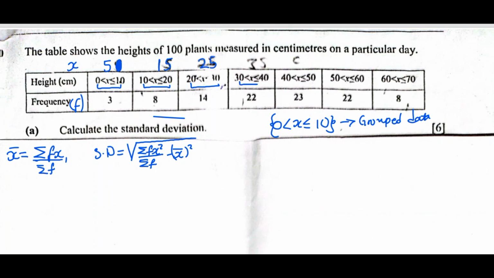Then here 30 plus 40, 70. Divided by 2, 35. 40 plus 50 is 90. 90 divided by 2, we get 45. 50 plus 60 is 110. Divided by 2, we get 55. 60 plus 70 is 130. Divided by 2 is 65. So this is how to calculate the midpoint. You need to add the two numbers from the interval, then you divide by 2.